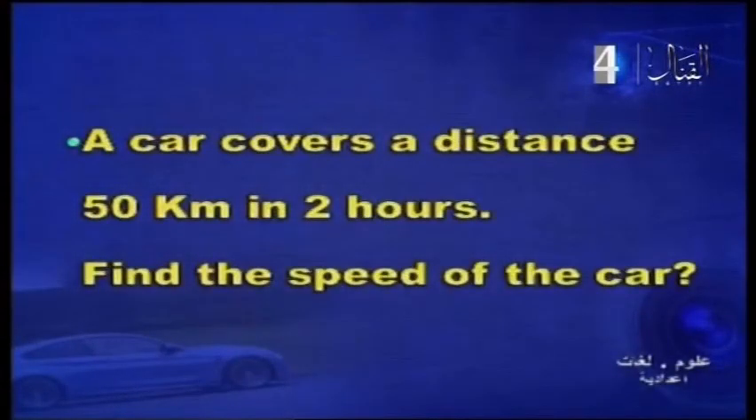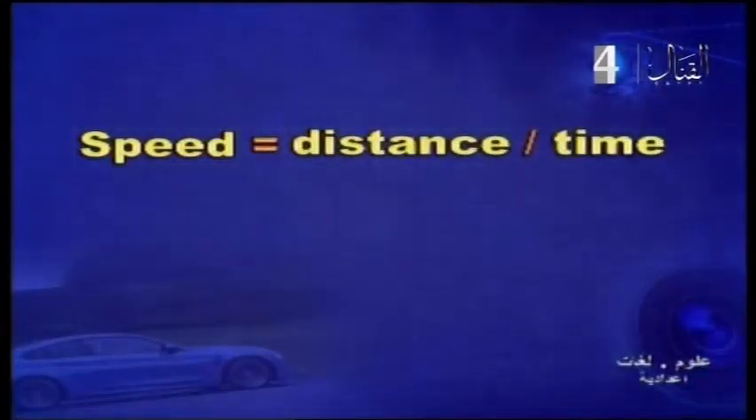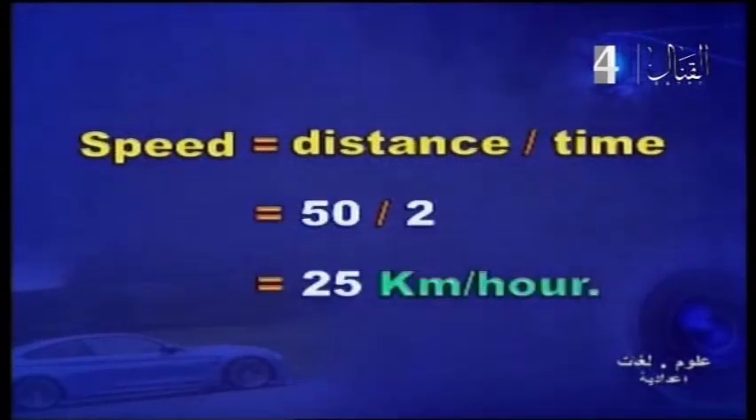A car covers a distance of 50 kilometers in 2 hours. Find the speed of the car. Okay, in our problems, we must match between units. Here, the distance is in kilometers and time in hours, so they are related to each other. So the speed of the car: speed equals distance over time, it's the rule. 50 over 2 equals 25 kilometers per hour. By the way, kilometers per hour also is one of the measuring units of speed. Next one.